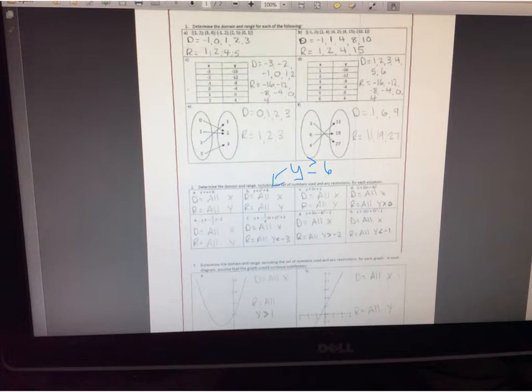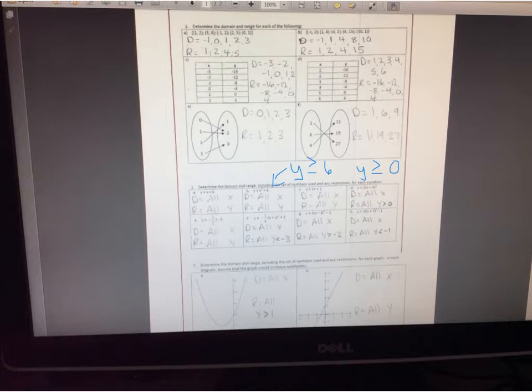Okay? So if we move along to question D, we've got another parabola, another quadratic equation, and the same thing applies there. Because of the squared, the smallest value that can come out of the bracket is going to be a 0. 2 times 0 is 0. And so for your range, you want to write the range as y is greater than or equal to 0.